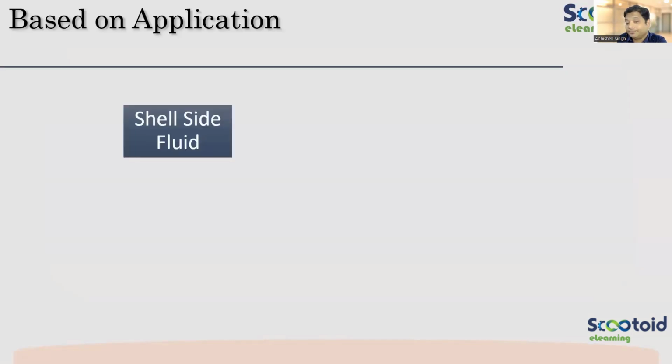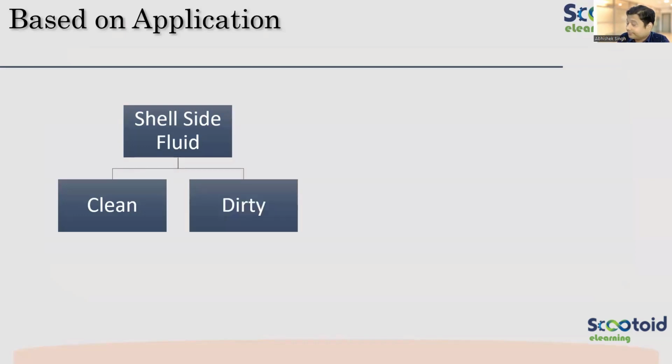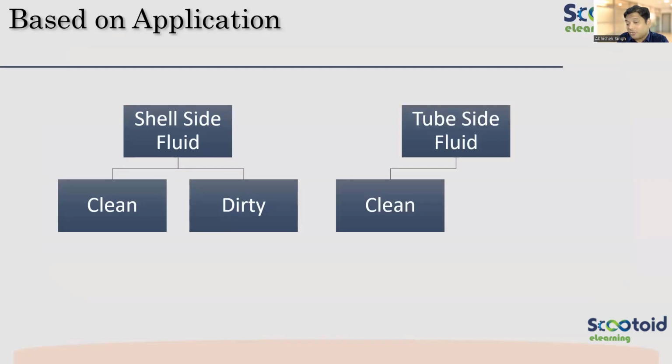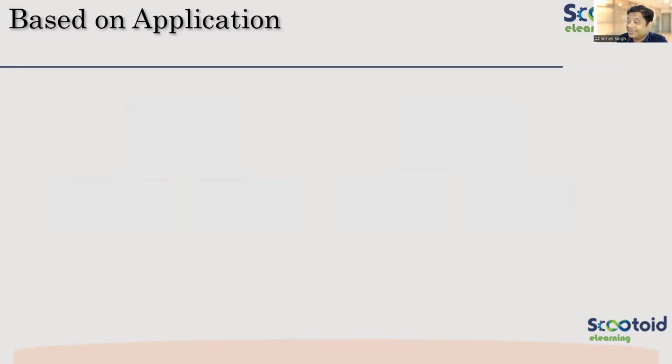based on application. So what do we mean by based on application? There can be lots of different things, and we have highlighted a few. Application means I have a shell side fluid, which can be very dirty or very clean. There are these two variations. The tube side can also be either very dirty or very clean. Based on clean or dirty, we'll talk about pressure and temperature also.